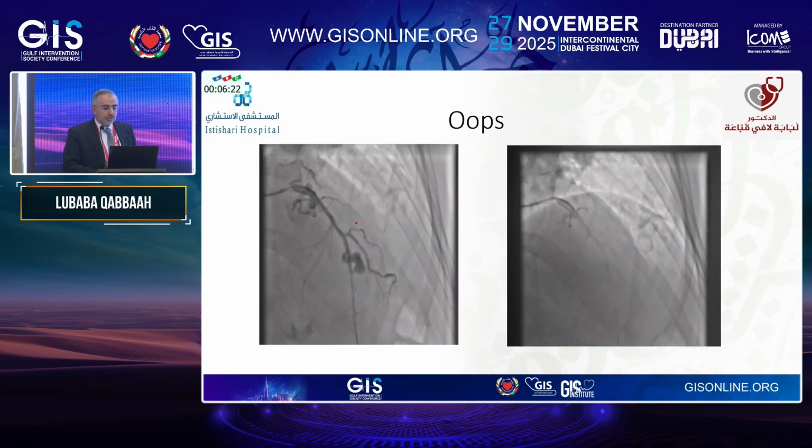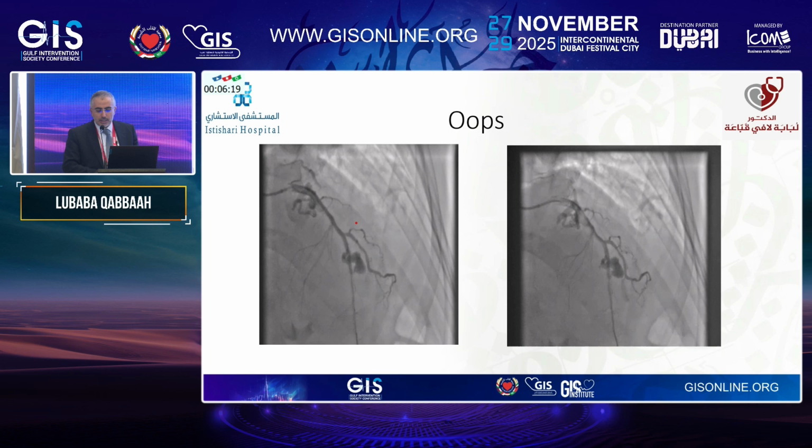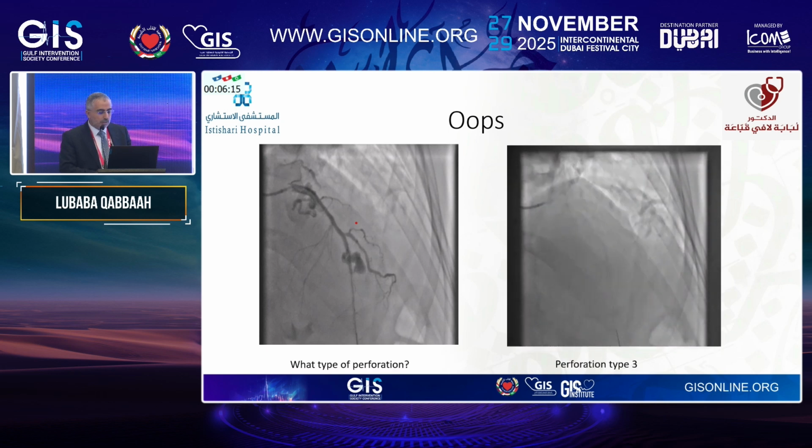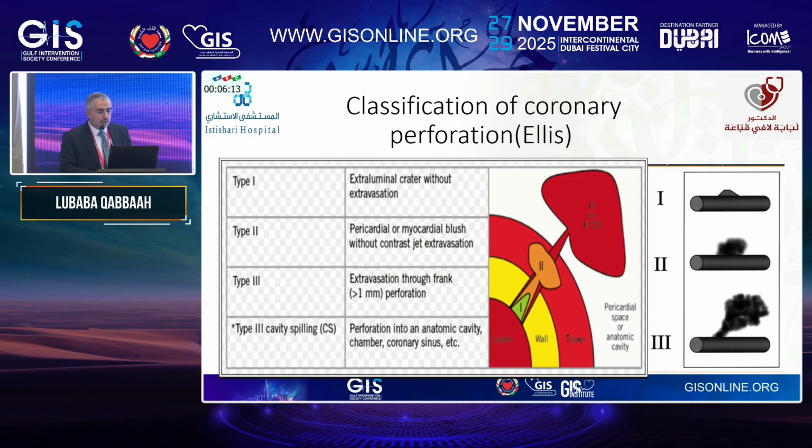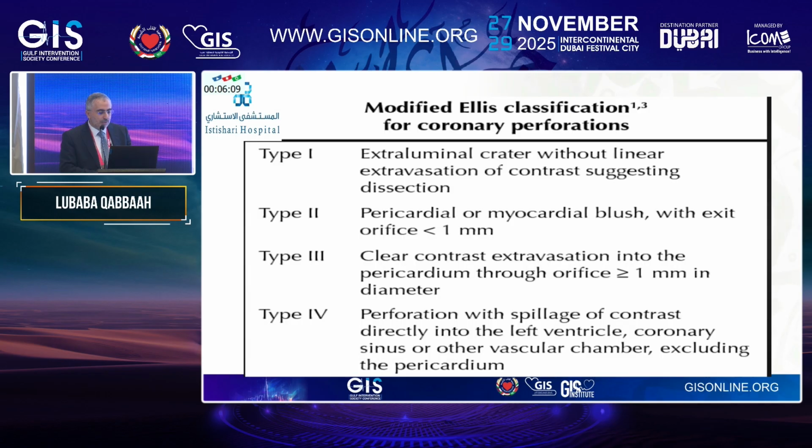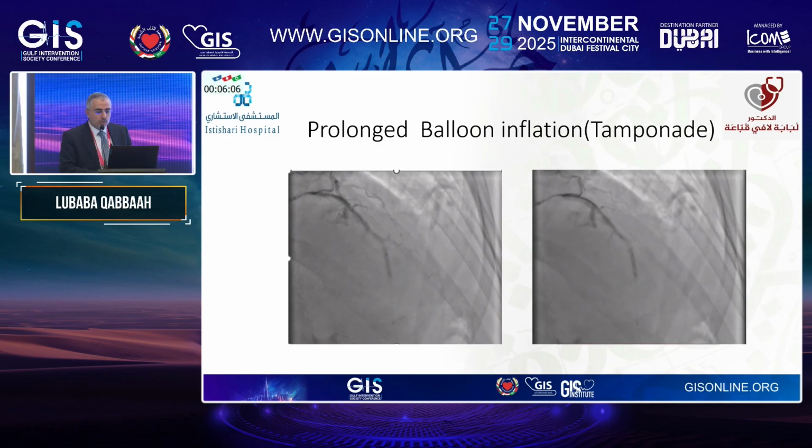And oops, this is what happened after post-dilatation of this stent. This is a type 3 perforation, by the Ellis classification type 1, type 2, type 3, or the modified one, where a cavity perforation becomes type 4. So what we do at this time is prolonged balloon inflation. I retained the balloon, and we do prolonged balloon inflation.